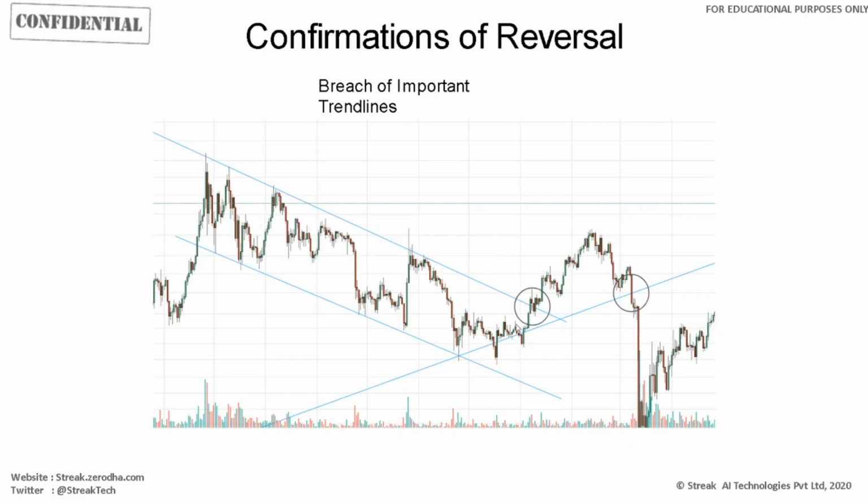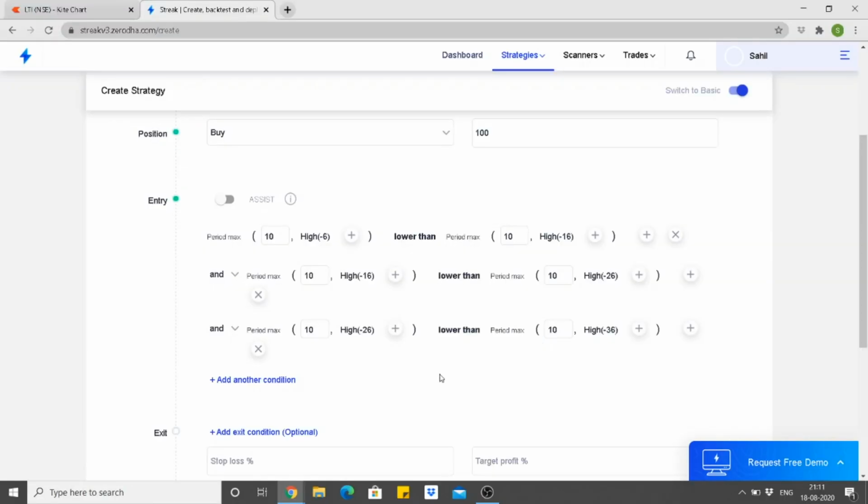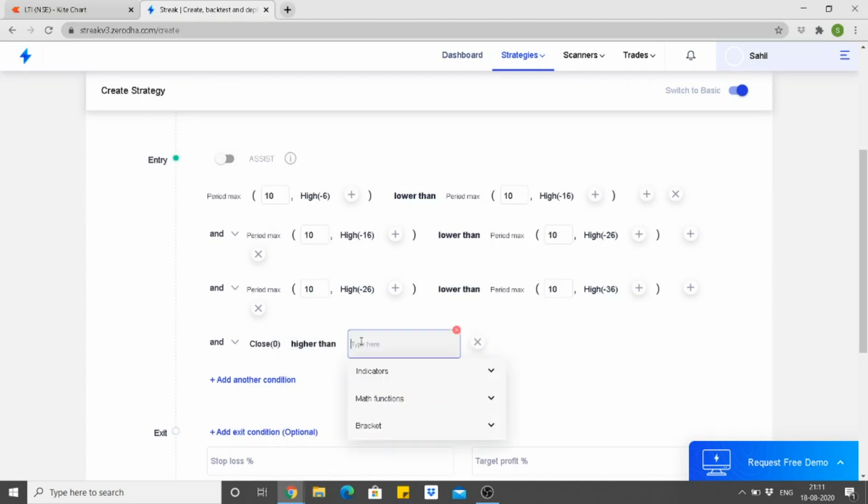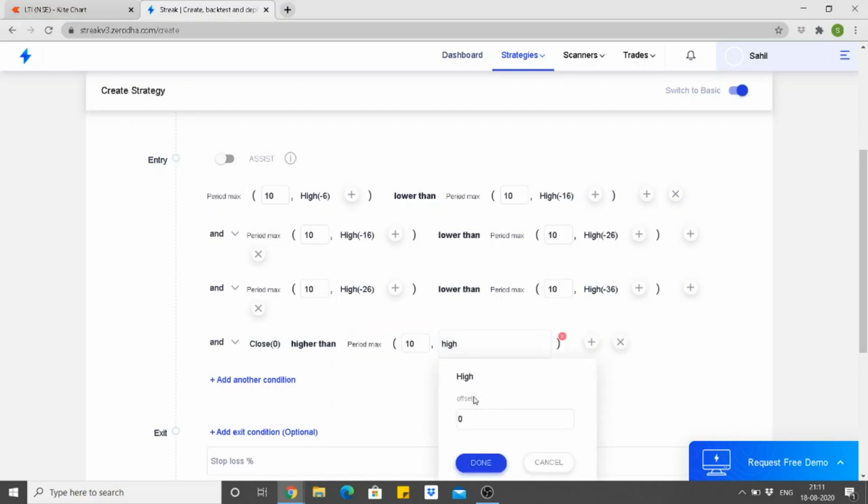And lastly, now we will be conditioning our strategy to take into account the trend line breakout as well, which I will be inputting right now. The close must be higher than period max high -6. So this particular condition is going to factor in our trend line breakout as well.